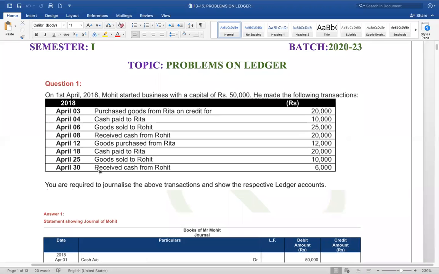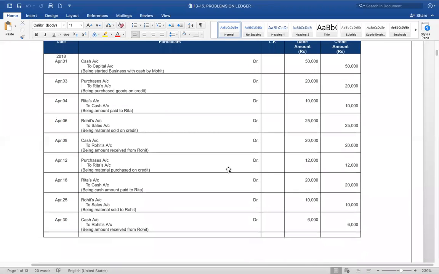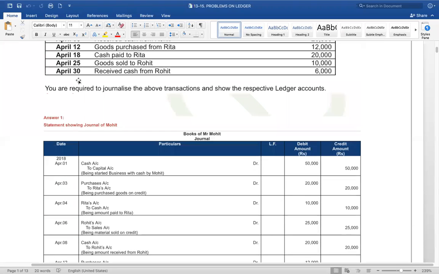25th, goods sold to Rohit 10,000. Rohit is receiving goods. Rohit's account debit to sales account. Had it been for cash, it would have been cash account debit to sales. But now we have to remember Rohit because we have to collect money from Rohit. So Rohit account debit to sales 10,000 and 10,000. Okay, next.